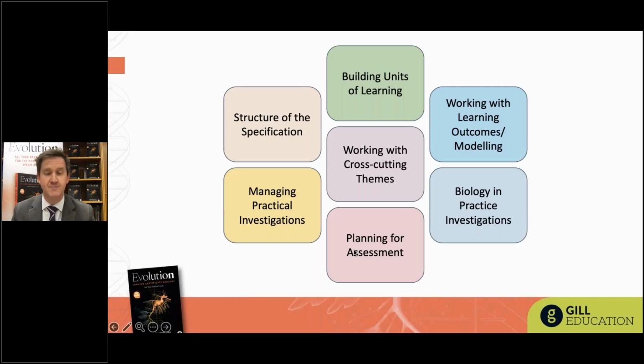We'll talk about, of course, being a science, managing practical investigations, and how we can build the lab skills amongst our students. And of course, with the new specification, we have to talk about planning for assessment, with an eye on the Leaving Certificate exam, and also the new additional assessment component, the biology and practice investigation, which the students will complete over the course of their studies.